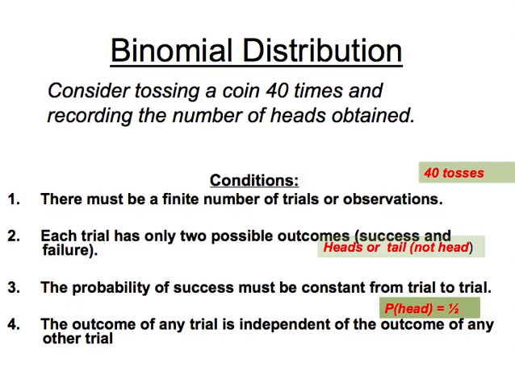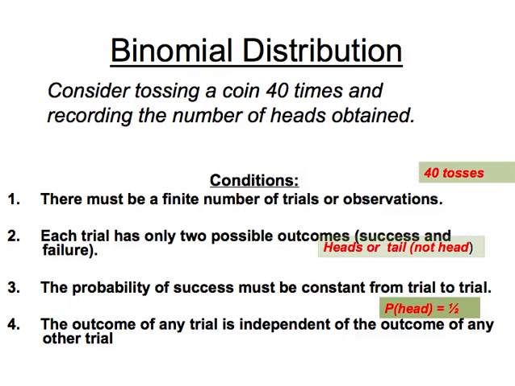The other condition is that each trial has only 2 possible outcomes, right? One outcome we're going to consider success and the other outcome we're going to consider failure. So when I toss this coin, I'm going to have either head or tail. 2 possible outcomes. Getting a head would be considered a success because I'm recording the number of heads. So getting a tail would be considered a failure, or not getting a head would be considered a failure.